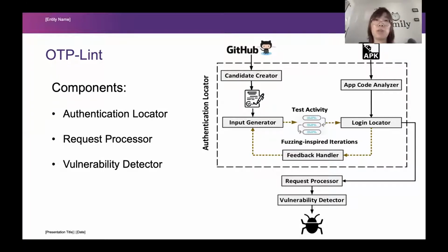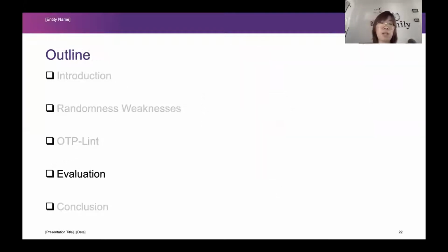OTPLinks will locate the application with SMS OTP authentication, fill in a valid mobile phone number, and send requests to the app server. According to the response, OTPLinks will further use the vulnerability detector to analyze the generated OTP sequence. I won't go into detail on OTPLinks, so you can refer to our paper if you are interested in this work.